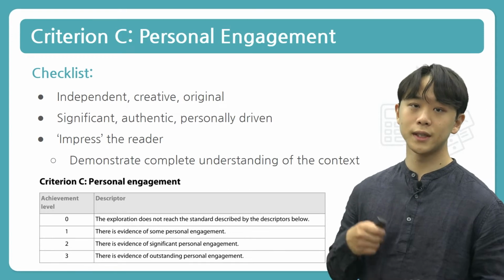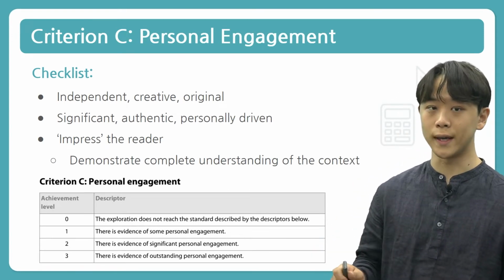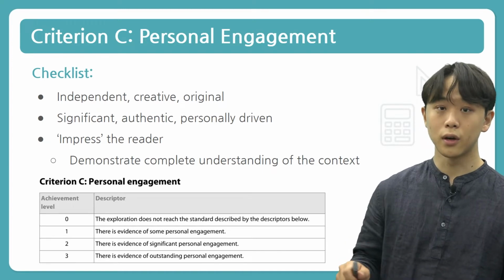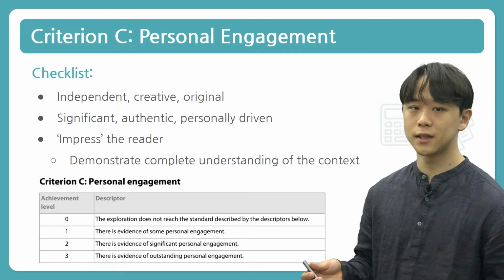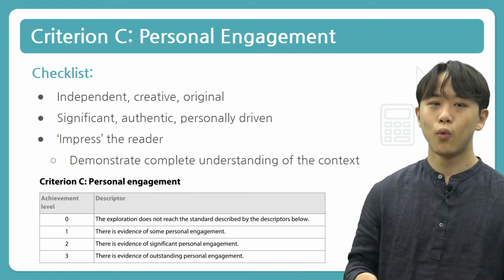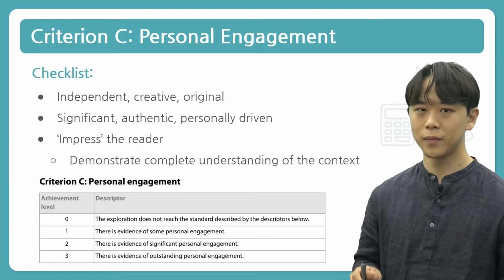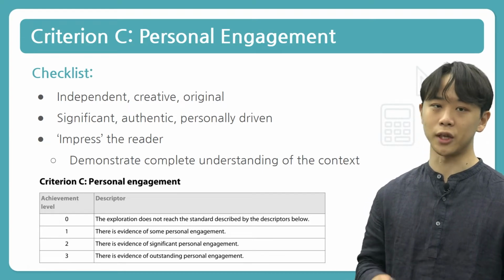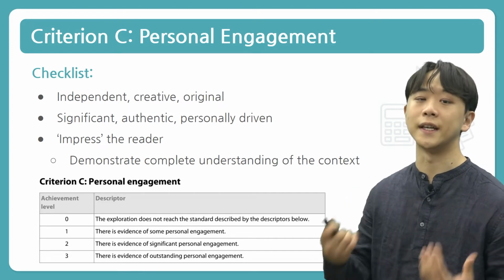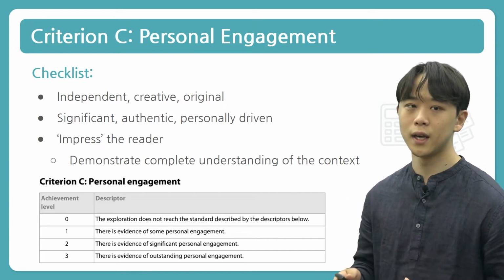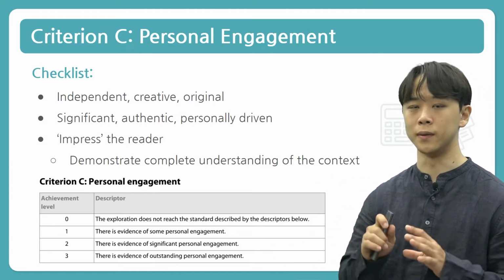Criteria C, personal engagement, is worth 3 marks and is determined by the following keywords: creative, original, independent, authentic, significant, personally driven. While it is true that there is some room for subjective judgment here, ultimately it's about execution. In order to persuade the reader that you're really invested and committed to this topic, you need to demonstrate your understanding of the whole context of the problem you propose.